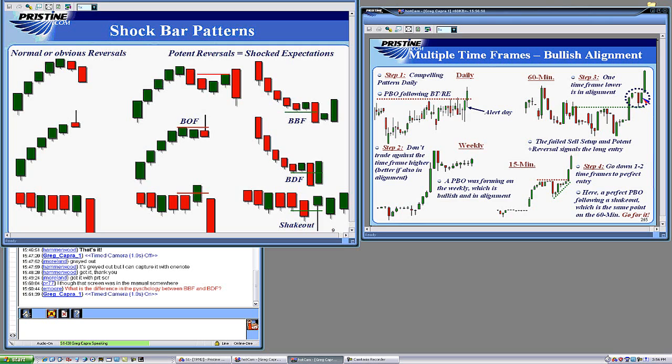And so we have a 100% reversal of the prior red bar on the 60. On the 15-minute, we've got a shakeout type of pattern, and so different time frames present different pictures. We look for those pictures in the smaller time frames to be in alignment with the bias from the higher time frame.